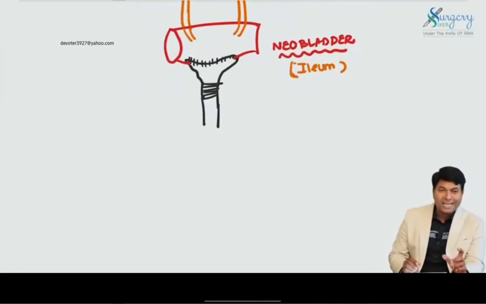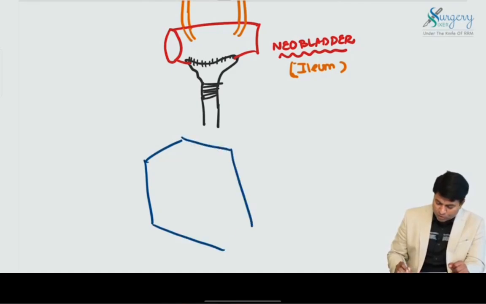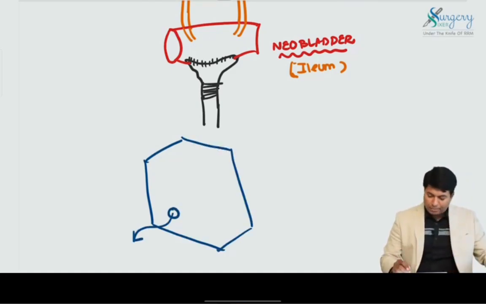Another method is continent urinary diversion. Otherwise, I'm making a stoma here. The urine has to come out here continuously. We can make it continent, like a Kock pouch.